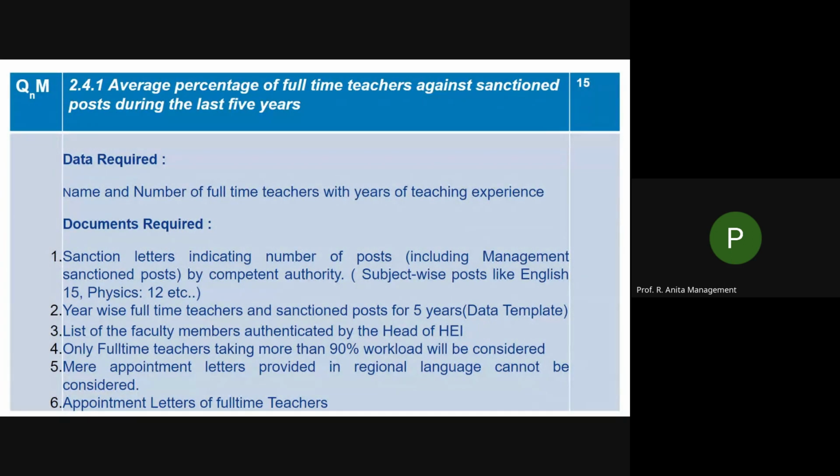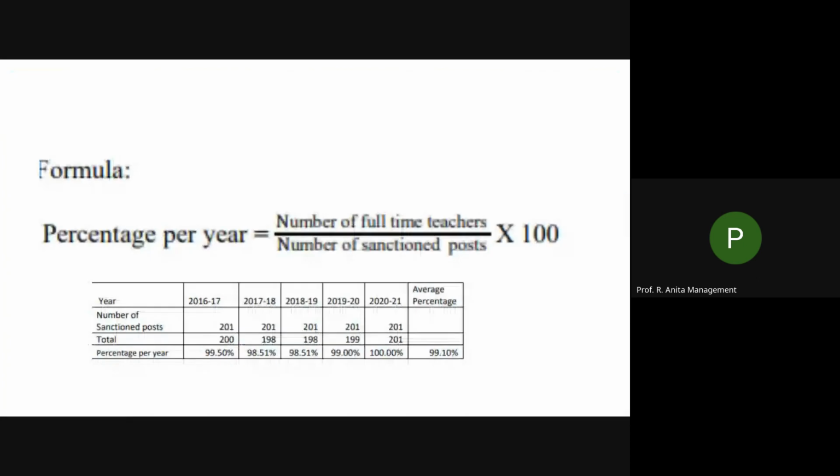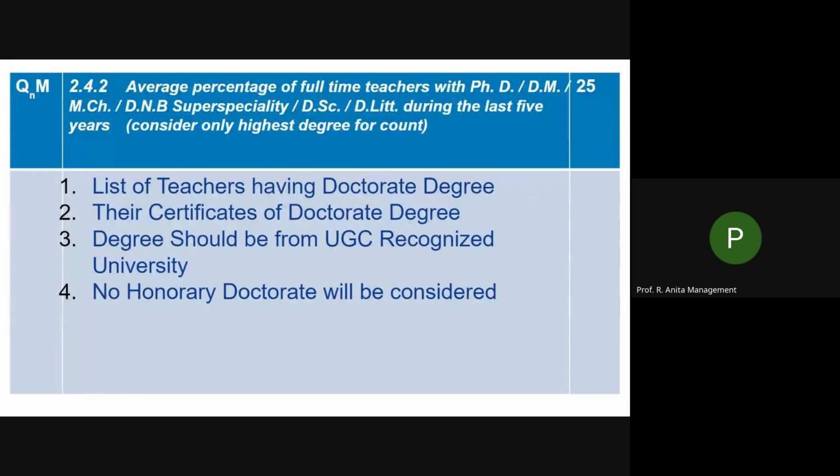And as I mentioned to you earlier, only the teachers who have more than 90% of the workload need to be considered. Appointment letters should not be in regional language, they should be in English. And for appointment letters of full-time teachers, you need to have a document of that, right? And the way you're going to calculate the percentage is number of full-time teachers divided by number of sanctioned posts. Are you able to fill them completely? We have to see that you should be able to fill all these sanctioned posts. So this is how we need to calculate it.